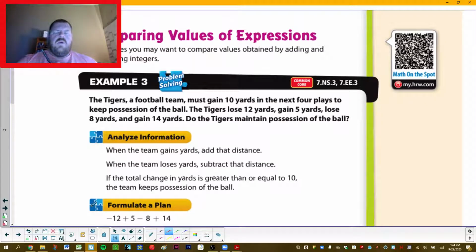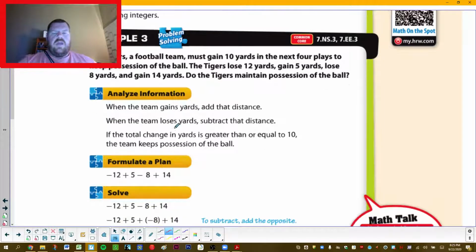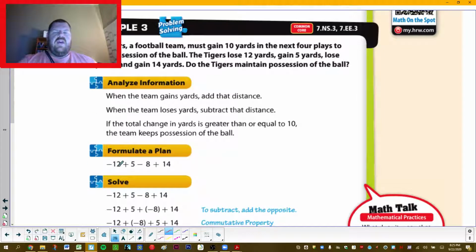Okay, so what's going on? They lose yards, then they gain some, but not. When I'm looking at this, I'm saying, okay, well, they lost 12, but then they gained 5 back, so they're not back to where they started yet. And then they lose more, but then they gain a lot more than any other part. Let's see what happens. So our equation that we'll have is negative 12 plus 5 minus 8 plus 14.